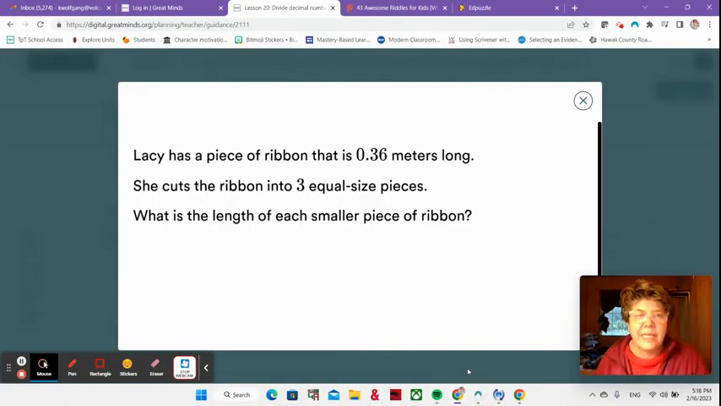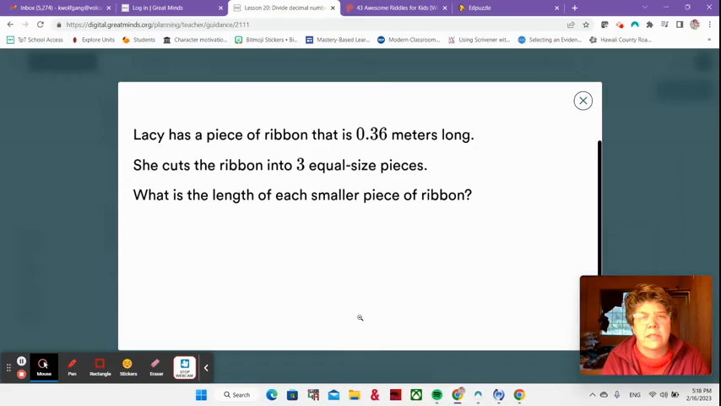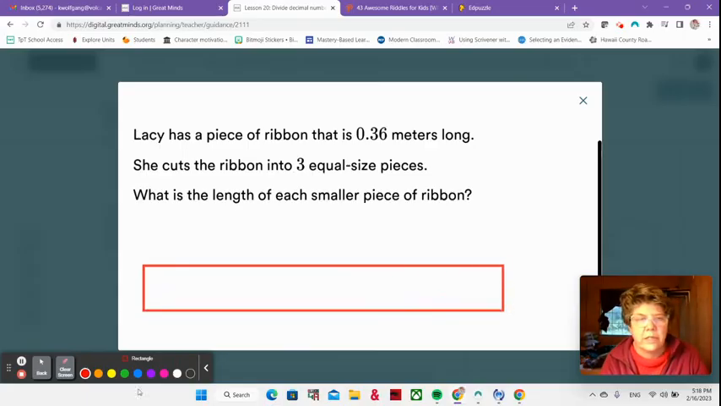Hi guys. Okay, here we are on the second video of lesson 20, and you should recognize this question from our last video. Lacey has a piece of ribbon that's 36 hundredths meters long. She cuts the ribbon into 3 equal sizes. What is the length of each piece of ribbon? Okay, so 36 hundredths divided by 3, right? So let's just get our tape diagram there.